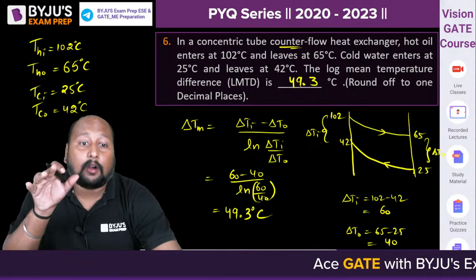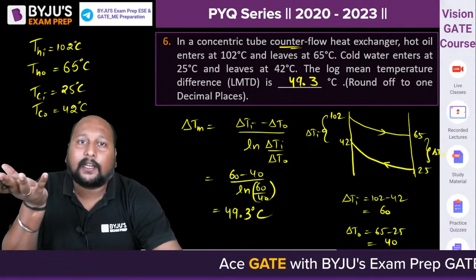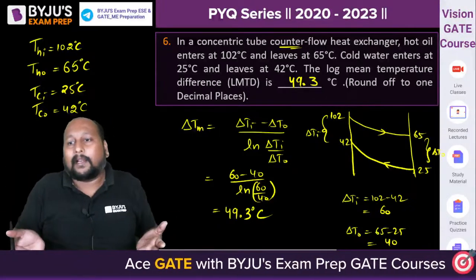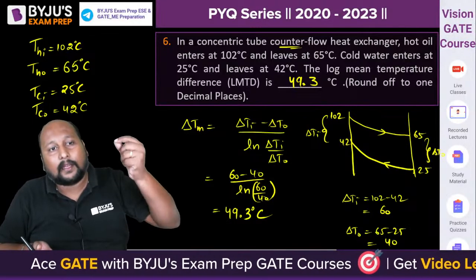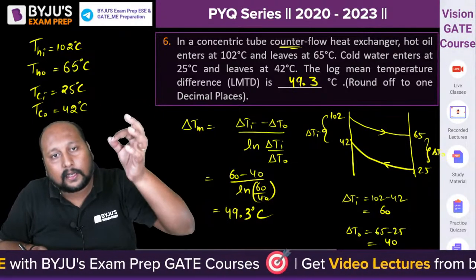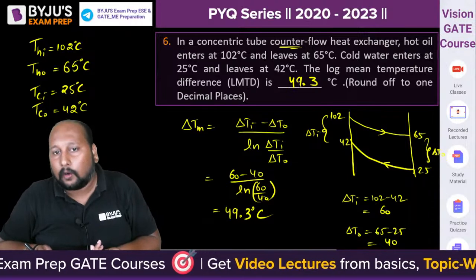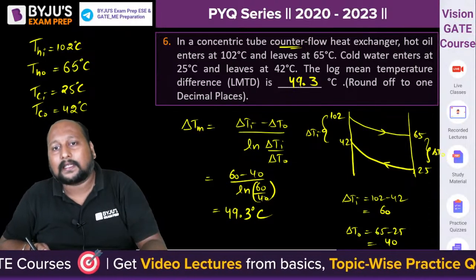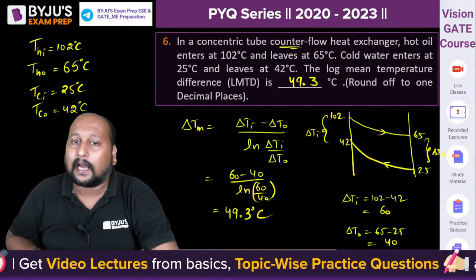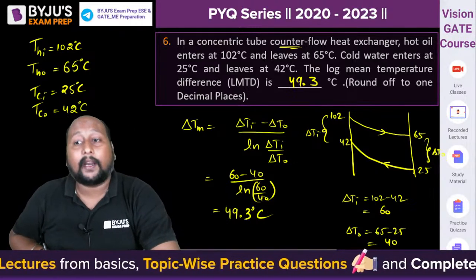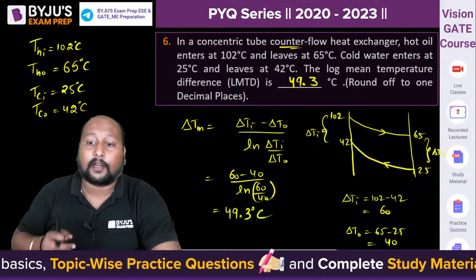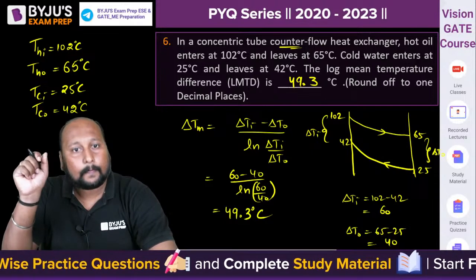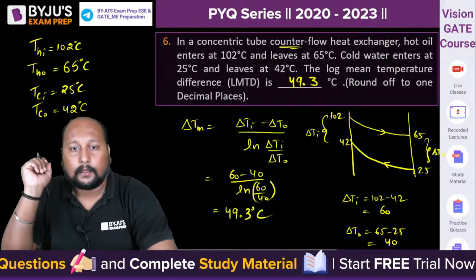It will be same because they are talking about temperature difference, and we know that whenever we are talking about temperature difference, whether your temperature is in Kelvin or degree Celsius, it will be same. Even if they are asking this value in Kelvin, your answer will still be 49.3. Is this clear? Okay, done.